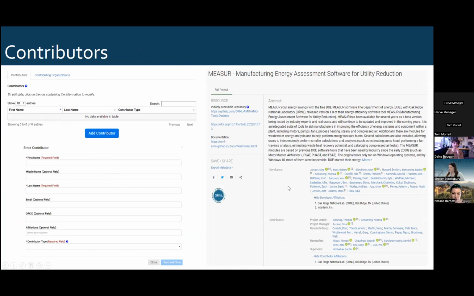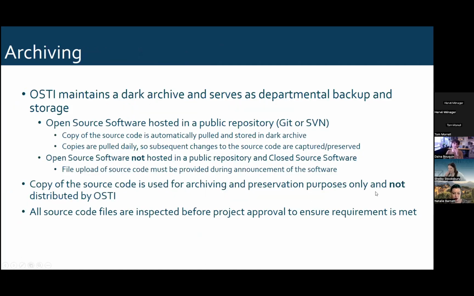Next slide, please. So archiving: OSTI maintains a dark archive and serves as departmental backup and storage. For open source software hosted in a public repository, a copy of the source code is automatically pulled and stored in the dark archive. Copies are pulled daily, so subsequent changes to the source code are captured.